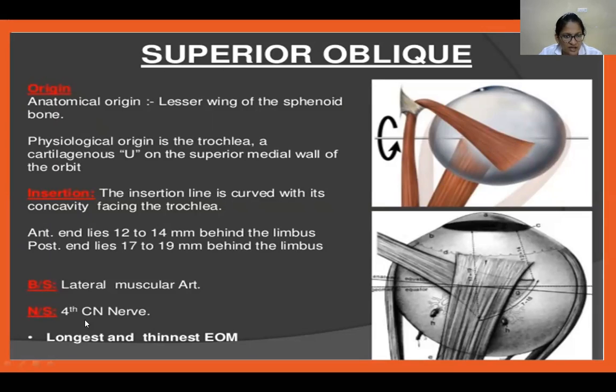Okay, and next, blood supply. It is supplied by the lateral muscular artery. Okay, the superior oblique muscle is supplied by the fourth cranial nerve. It is nothing but the trochlear nerve.